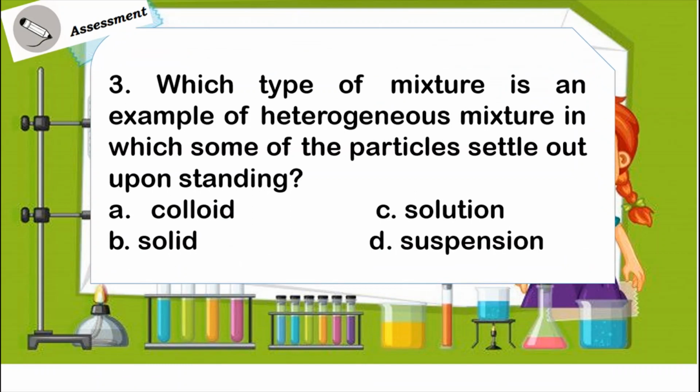Number 3. Which type of mixture is an example of heterogeneous mixture in which some of the particles settle out upon standing? A. Colloid. B. Solid. C. Solution. D. Suspension. Ang sample na ko ani kikadtong flour. Answer. What is your answer? It is suspension. Very good.